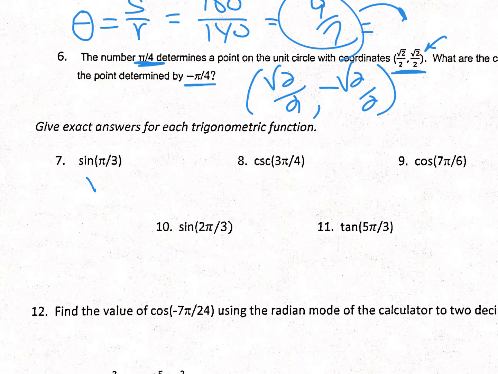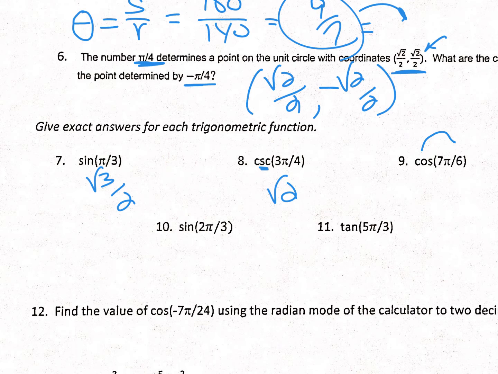Number 7, sine pi over 3. Sine pi over 3, you just got to know this. Square root of 3 over 2. Cosecant 3 pi over 4. I don't do cosecant, I do sine, and I also drop the top. So I'm taking sine pi over 4, which is square root of 2 over 2. The reciprocal, because it's cosecant, is just square root of 2. And 3 pi over 4 is in quadrant 2. Sine is positive there, so I'm good.